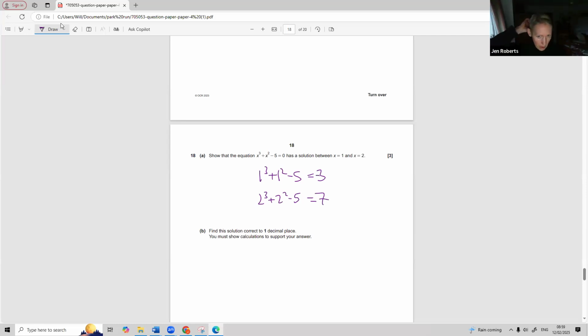Right, okay, so we want our solution to be 0, don't we? And our solution, we've shown, because we've got an answer either side of 0, we've actually shown our solution lies between these values here. So we know it's got a solution between x equals 1 and x equals 2. So I'm just going to put here like this.